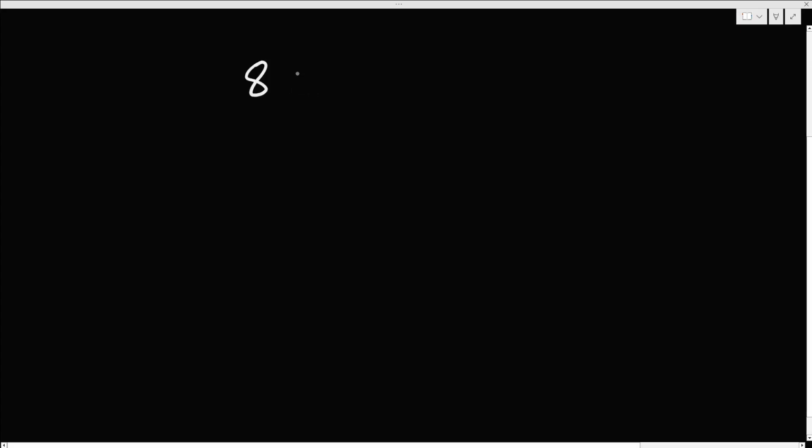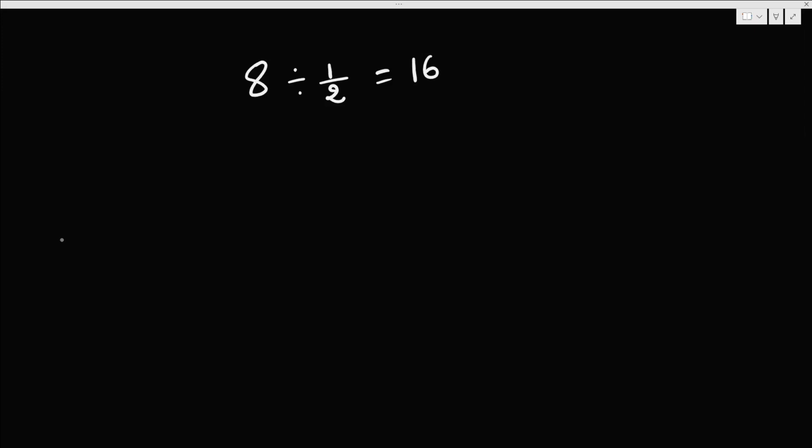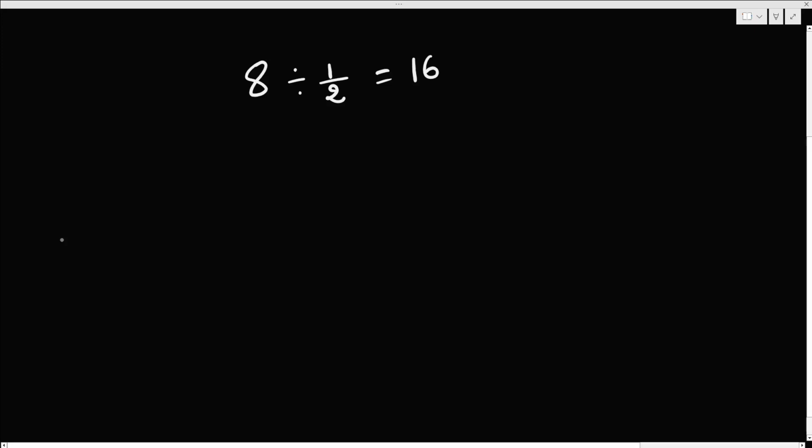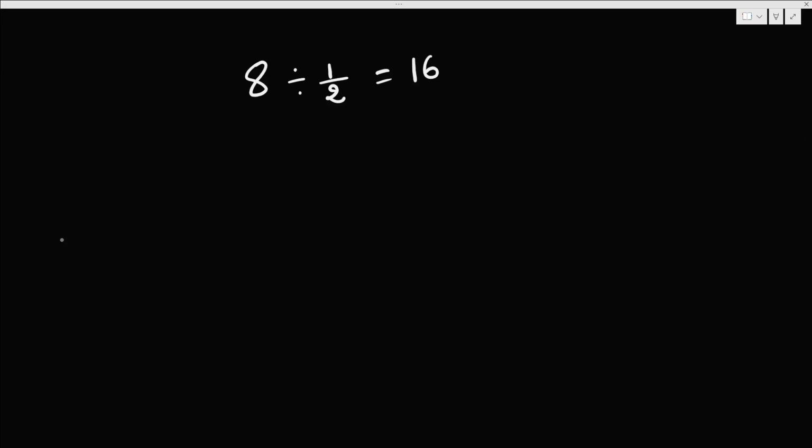8 divided by 1/2 equals 16. Wait, division is supposed to make numbers smaller. Then how did 8 become 16? Today, let's actually understand what division really means.